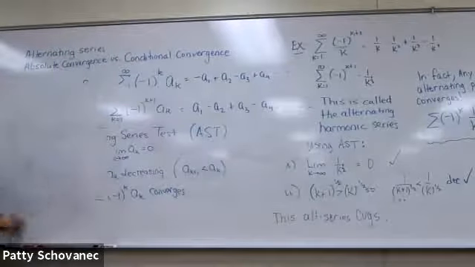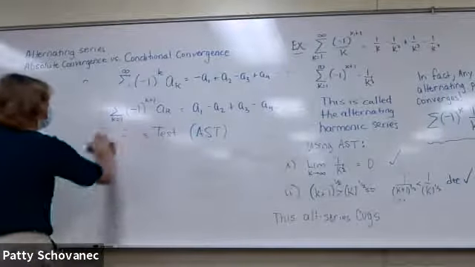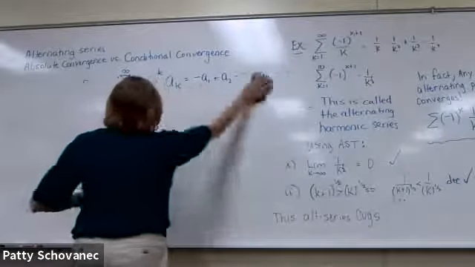Now notice that our telescoping series are not alternating series, because we end up getting just 2 terms, the first one and the last one. So you don't need to use an alternating series test on the things that telescope.